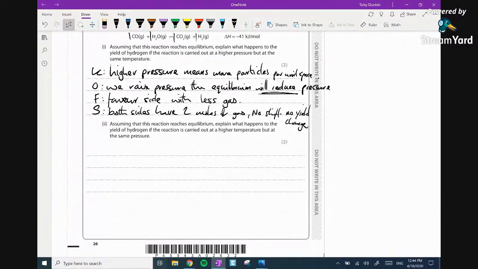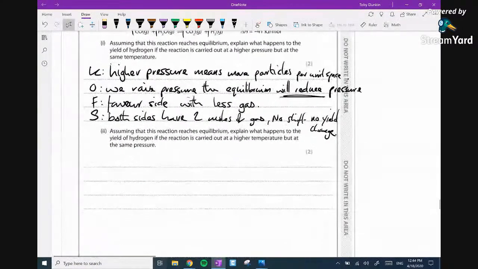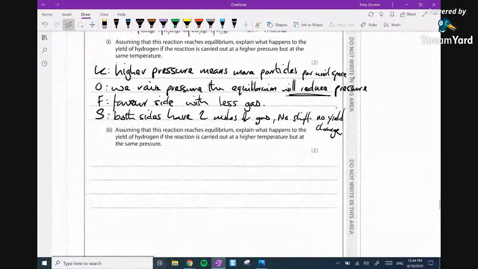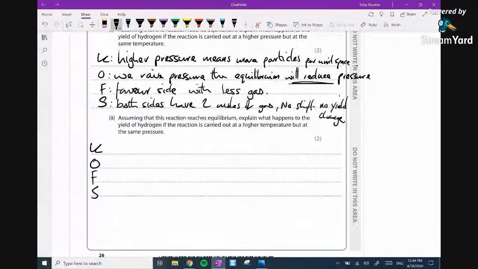Next, assuming that the reaction reaches equilibrium, explain what happens to the yield of hydrogen if it's carried out at a higher temperature. Wow, 2 coughs in a row. Wow, that's a nice 4 marks, if you know how to run coughs, that is. Just by the way, you can delete this and just bullet point it like that in your real exam. Yeah, I'd actually put coughs in the margin. Yeah, can't mark it then.